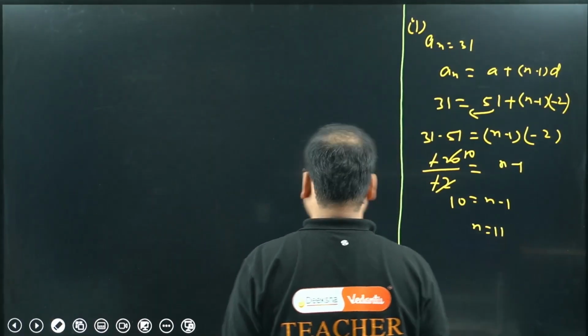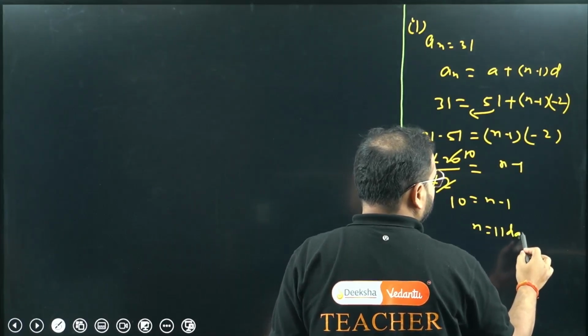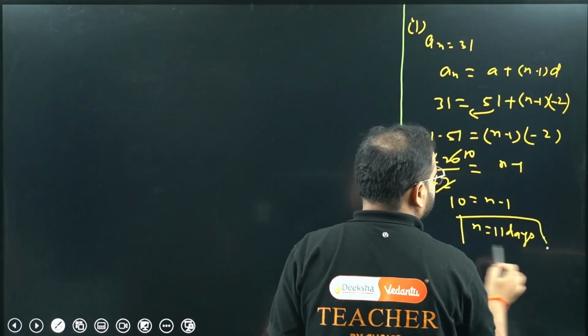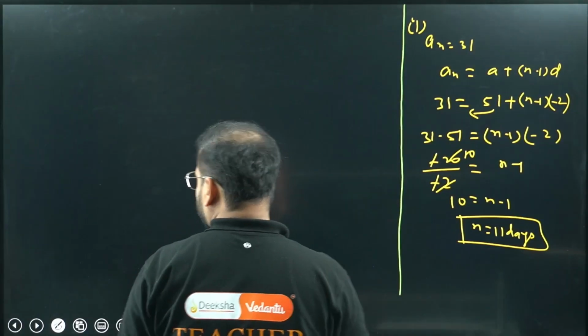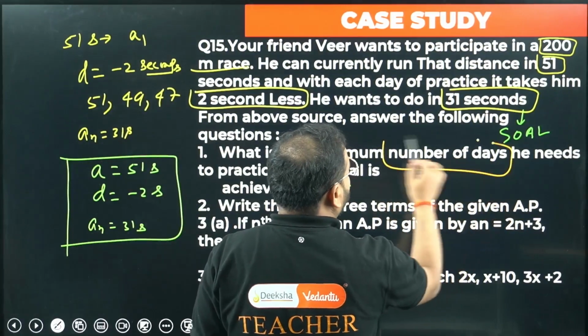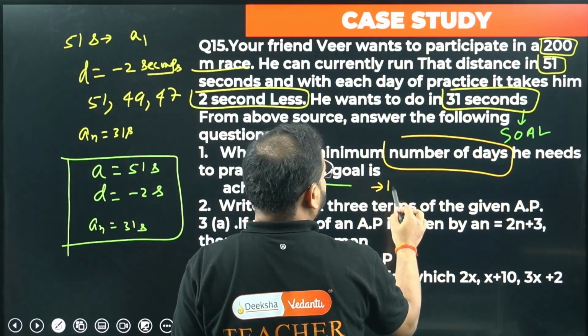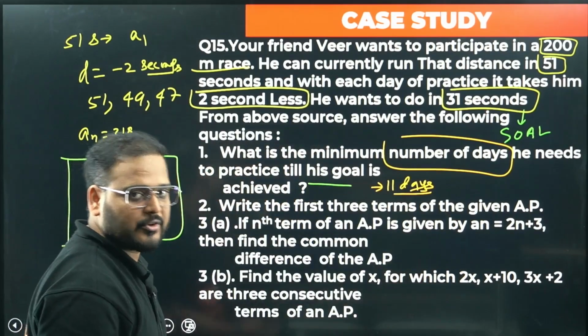Right, 11 days of practice, because every day he increases the speed and takes 2 seconds less to complete the race. So 11 days is my first part answer, right? Minimum number of days they're asking. What is the answer? For this it is 11 days to reach his goal. First part is covered. Question number 2.